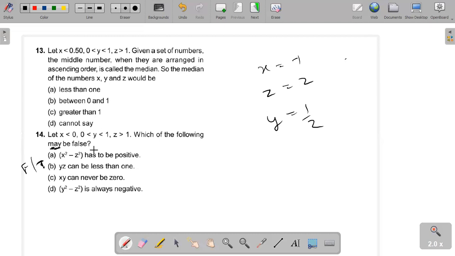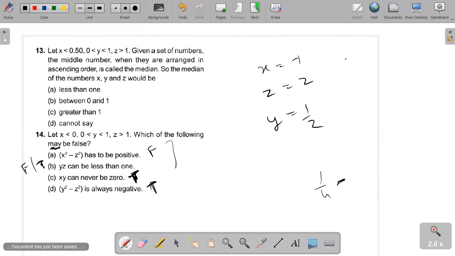So let's say x square minus z square has to be positive. This can be false. xy can never be 0. Can xy be 0? No. So it is always true. This is a true statement, right? y square minus z square is always negative. Yeah, this is also true, right?